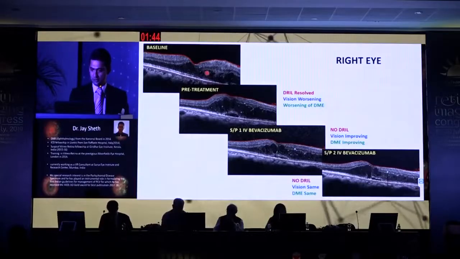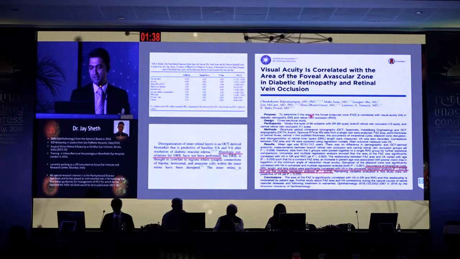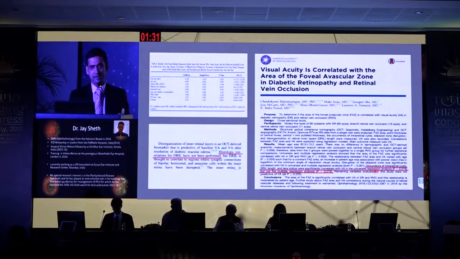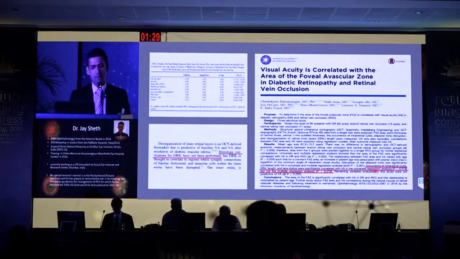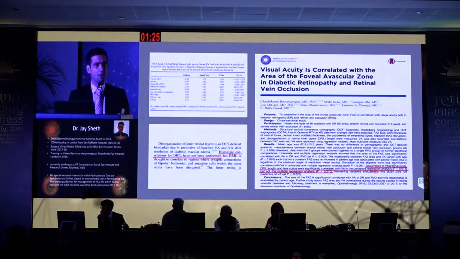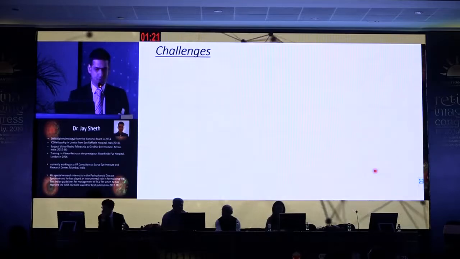So this is one of the papers where they correlated the visual acuity with the area of the FAZ. And they found that the occurrence of intraretinal cyst, DRIL length, and lens status was significantly correlated with the visual acuity in univariate analysis. However, when they did a multiple regression analysis, they did not find DRIL to be a significant OCT biomarker for visual acuity outcomes. So there are multiple challenges when it comes to DRIL.